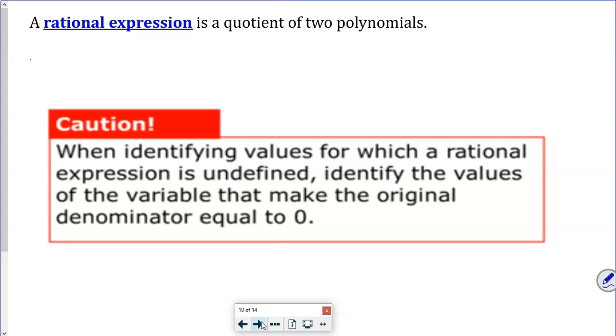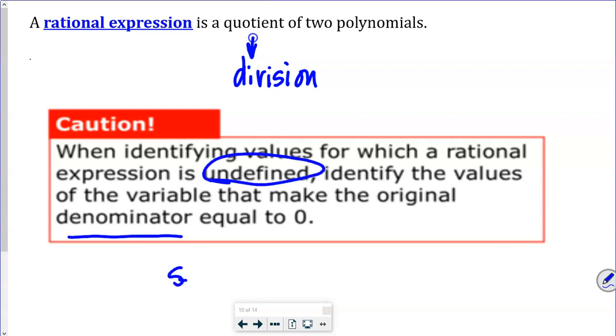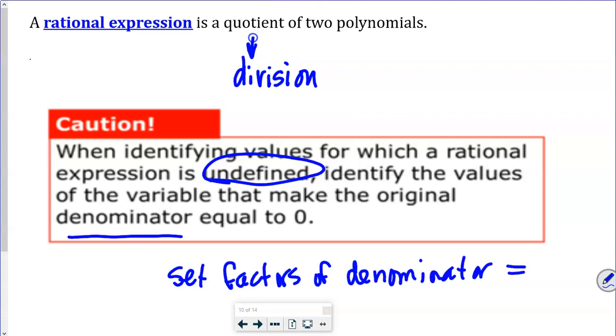So a rational expression, that's what we're going over next, y'all, is a quotient. And what does that word quotient mean, y'all? Doesn't it mean division? Okay, so it's a quotient of two polynomials. So when identifying the values for which a rational expression is undefined, we identify the values of the variable that make the original denominator equal to 0. So what we're going to do when we're trying to find our undefined values, y'all, is set the factors of the denominator equal to 0. Okay, that's what we're going to do. You'll see that in just a second. It'll make more sense in a minute.